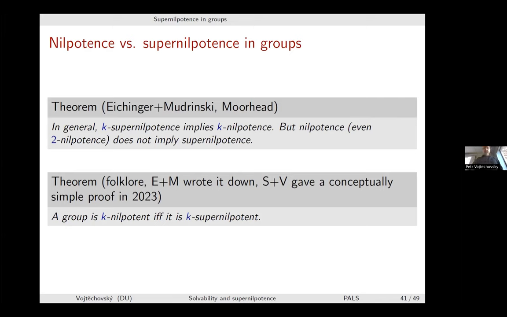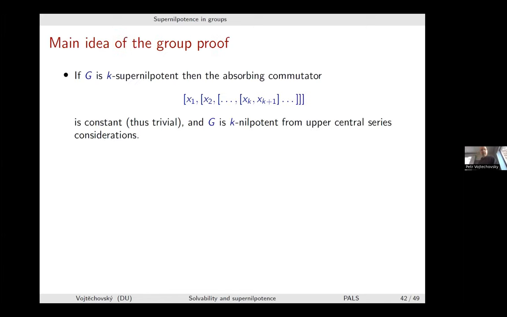The proof supposedly is folklore, but I know that Erhard wrote it down, and David and I, because we had a hard time reading the proof, although in the end we ended up mimicking it very much, gave a slightly conceptually simpler proof of this fact. And it's based on the idea of iterated commutators, and you do the commutator calculus. When you work with commutator calculus, you take a commutator and then try to get it out of the way.